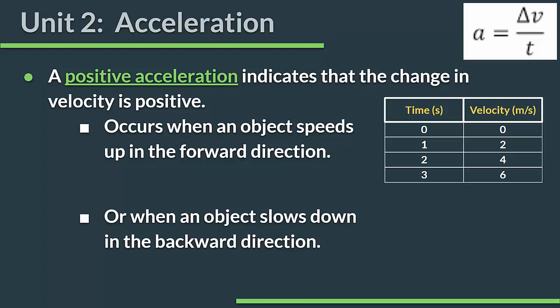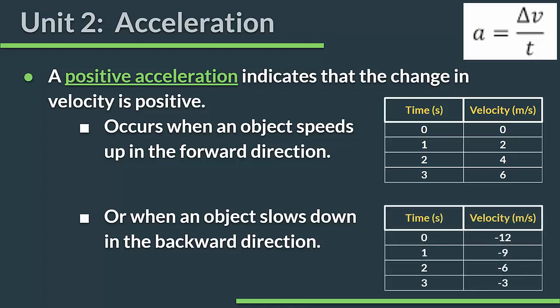The second one is less obvious. When you have an object that is slowing down in the backward direction, that is also an example of positive acceleration, and here's why. If you look at these values, again for 0 to 3 seconds, our velocity here is changing from -12 to -9 to -6 and then -3. That is a change every second of positive 3 meters per second each second. So if you look at these two scenarios, these are both examples of positive acceleration.